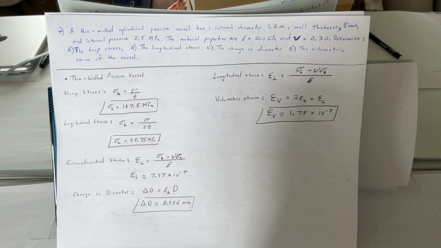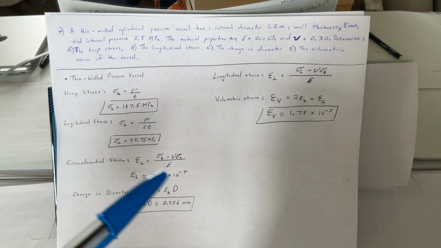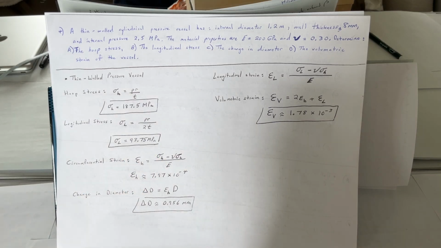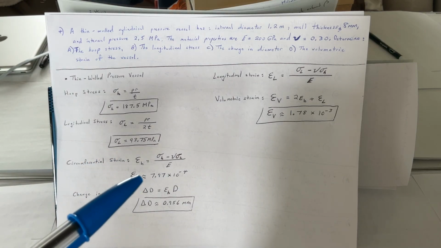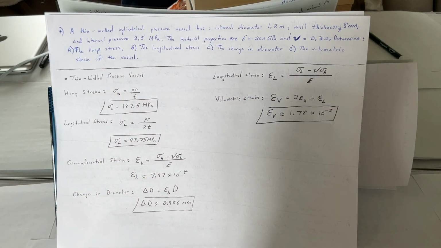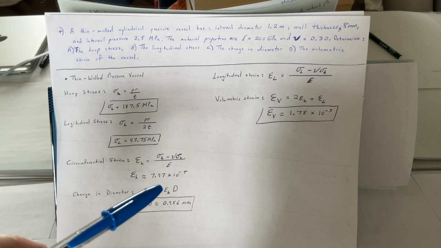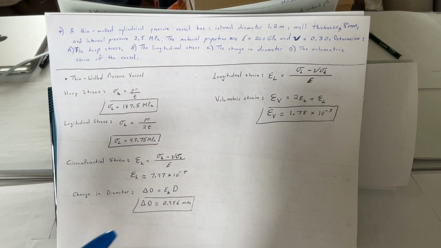Okay, to get the change in diameter, well, we need the circumferential strain first. Epsilon sub h is sigma sub h minus nu sigma sub L divided by E. Epsilon sub h, when we substitute our values and compute, is about 7.97 times 10 to the negative 4th. So our alteration in diameter is going to be delta D equals epsilon sub h times D. Substituting our values, the change in diameter is going to be about 0.956 millimeters.